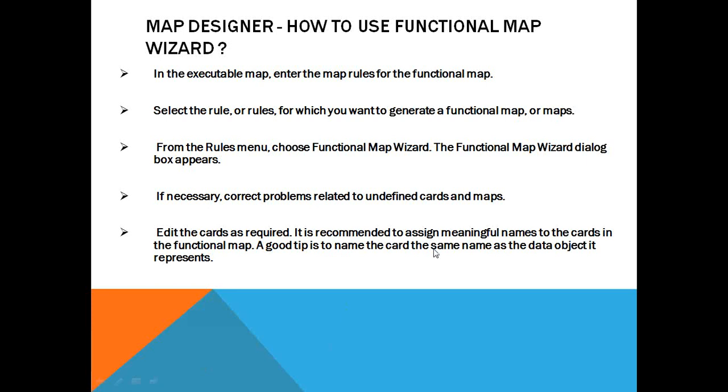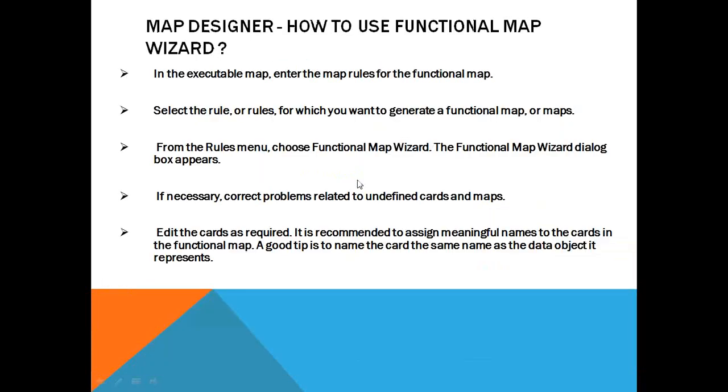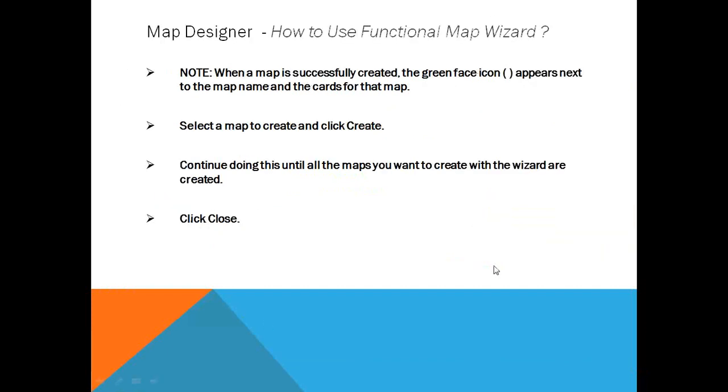Suppose object means whatever you are passing. Here you are doing the mapping at a transaction level. So in this functional map, name the output card as transaction and input card as PO underscore XML, the first input card. Second input card name is index. Like it is easy to understand. That is the meaning.